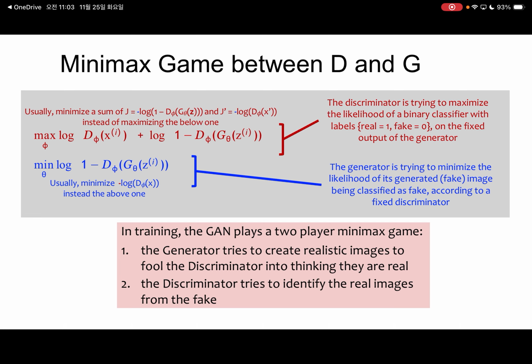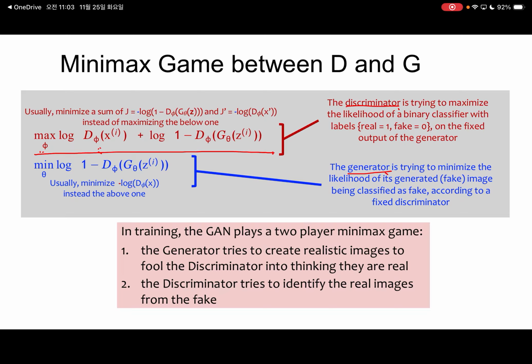So in summary, there is a minimax game between D and G. We're used to just minimizing a loss function, but let's first see maximizing and minimizing the loss function. Let's first see this one. Here, phi is the discriminator, and theta is the generator. We want to maximize this one. Maximizing this one means we want images from the generator to belong to the zero class, and we want images from the data set to belong to the real image class.